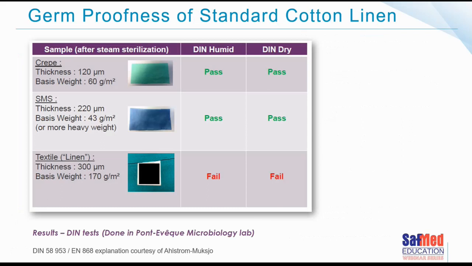Here are the test results of the dry and wet conditions germ proofness test of standard cotton linen, crepe, and an SMS of 43 grams. And as you can clearly see, I've described the test method to you already. Textile, standard South African textile. I'm not talking about laminated fabrics or other reusable fabrics. I'm referring to standard cotton textile. Failed the germ proofness test.